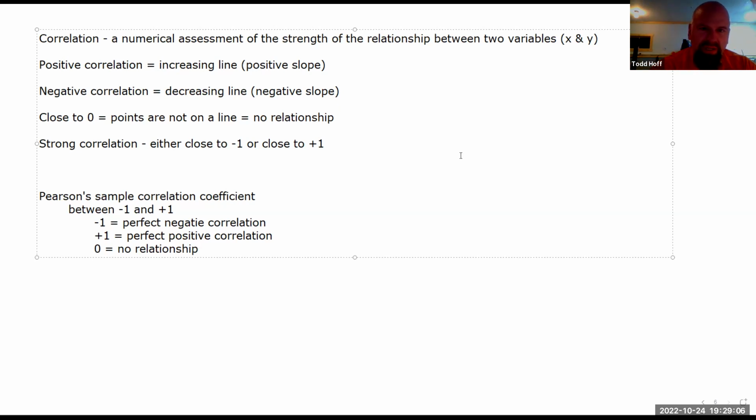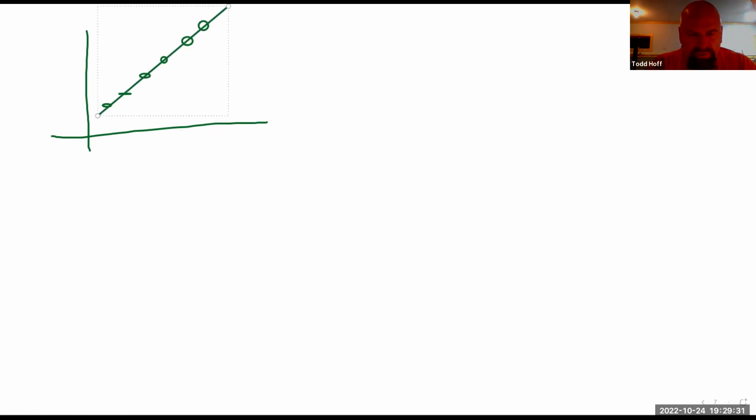So what does that mean? Well, if I'm going to graph this, let's go to the new page. So if here's my axes, and I might have a row of dots like that. Well, as I draw a line through those, they're almost perfectly on the line. That means this is going to have a correlation close to 1 or -1. That line has a positive slope. So that means that correlation is basically +1 or really, really close to it.